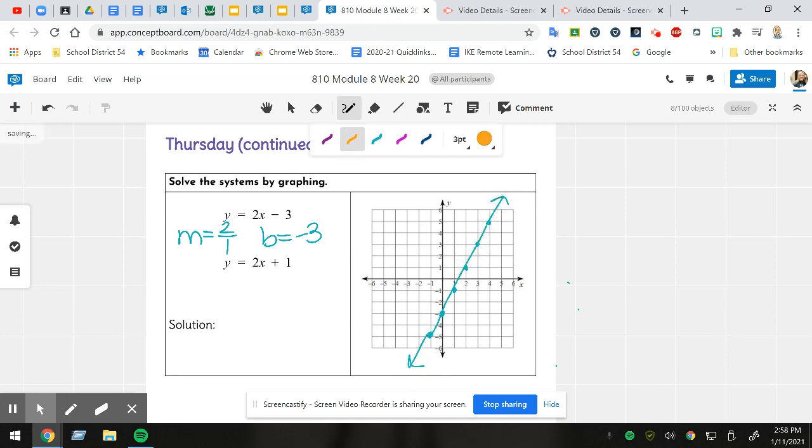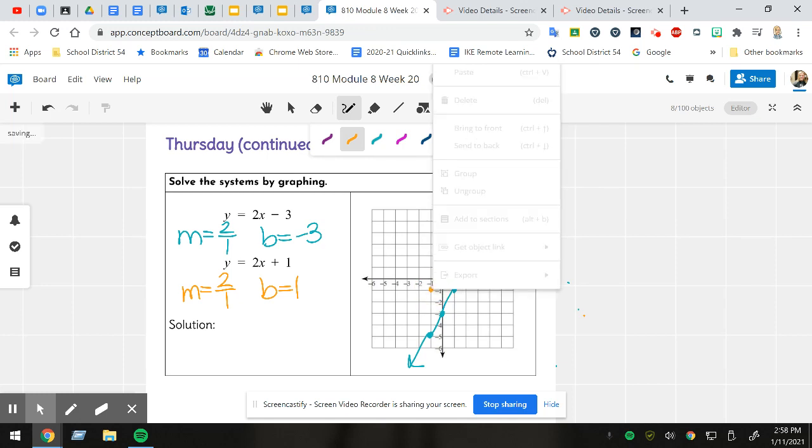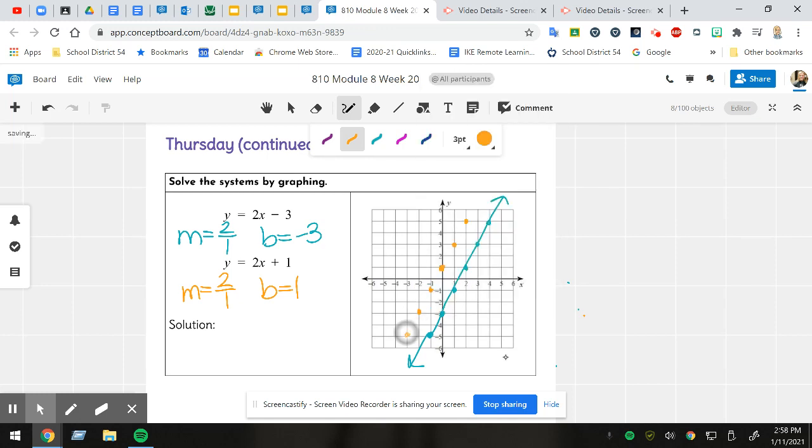All right. Next one, again, my m value is 2, or 2/1. B value is 1. Start at +1, and I'm going to go up 2, right 1, up 2, right 1, down 2, left 1. Just always makes it a little more accurate to have more points. So what do you notice about these lines? They're parallel. Parallel lines will never intersect. So this is what we call no solution.